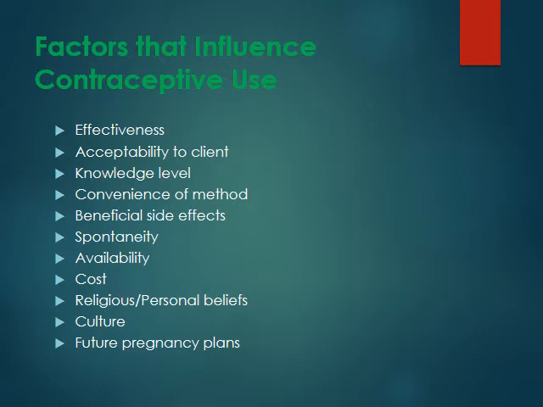And what are their future pregnancy plans? Are they done having babies? If they know for 100% sure they're done, they may elect to do a permanent method, such as sterilization. If they're not sure, we don't want to do a permanent method. We want to keep that option open for them until they're 100% sure.